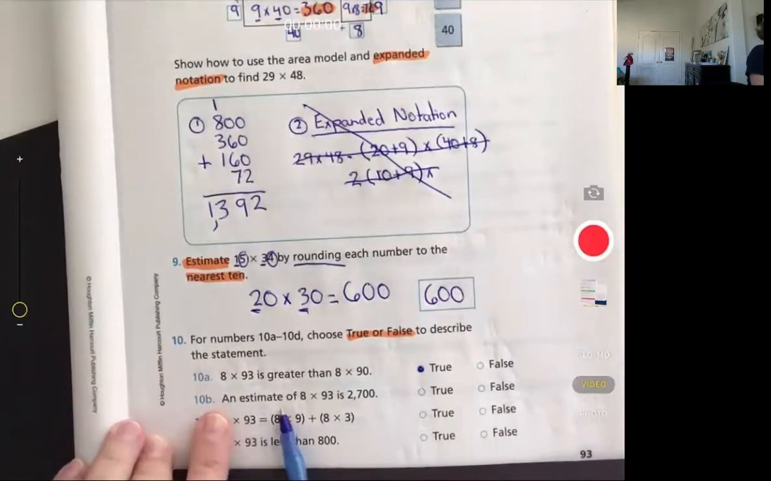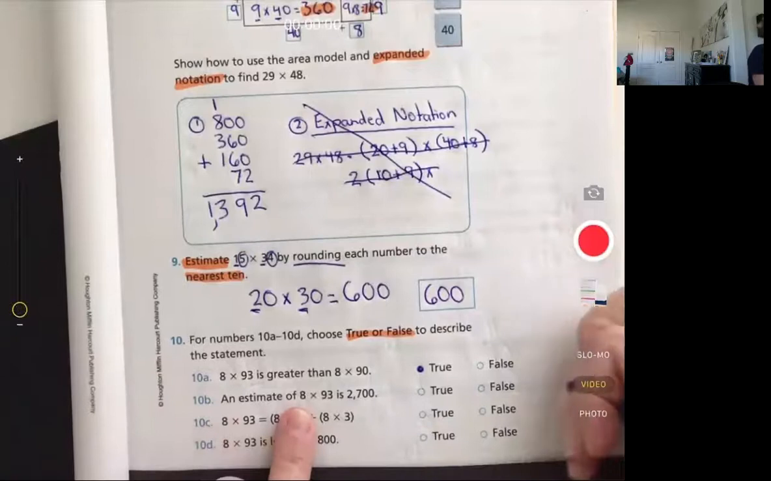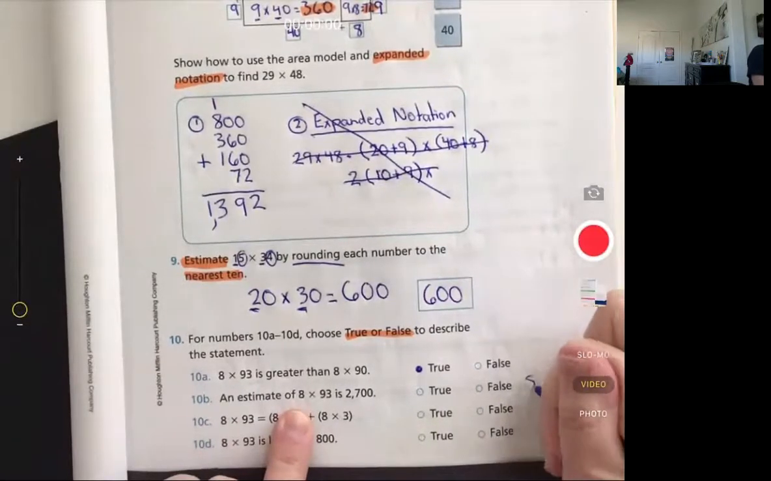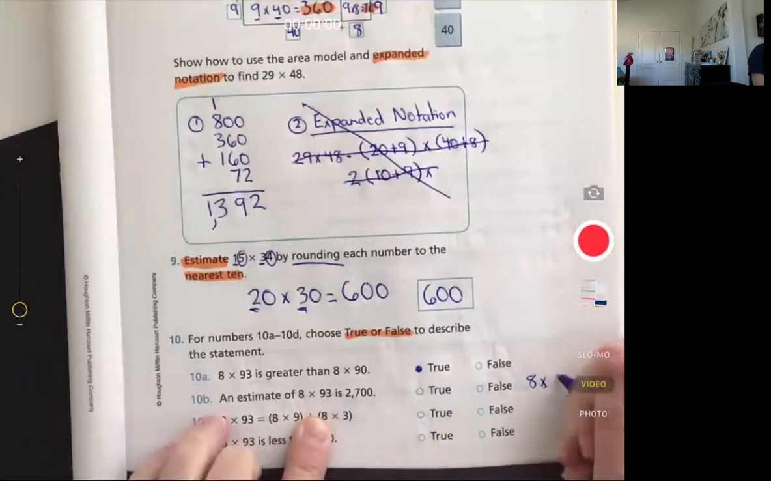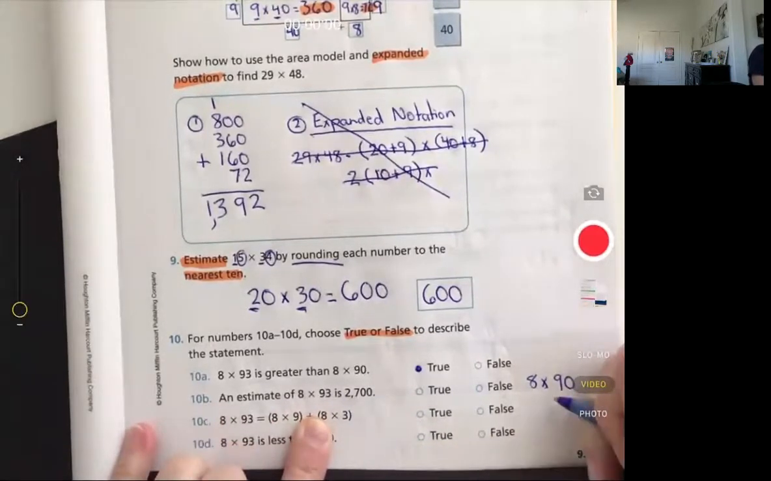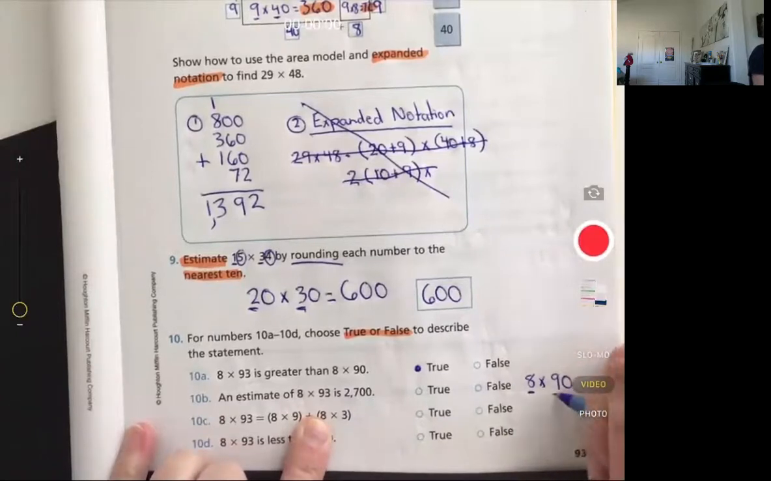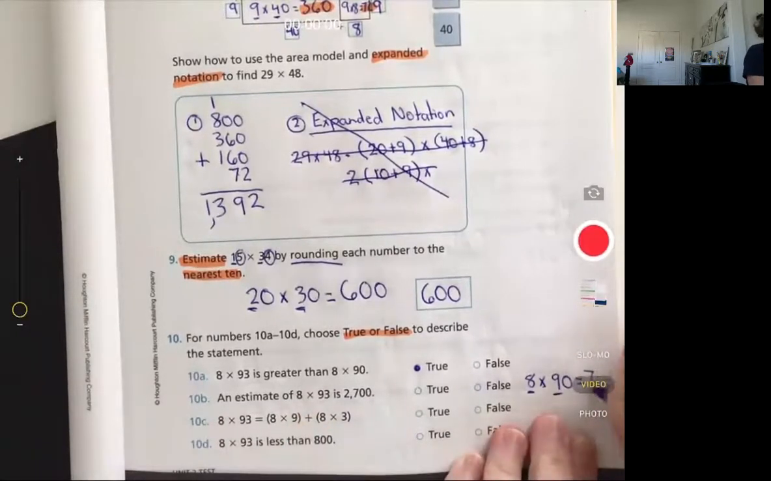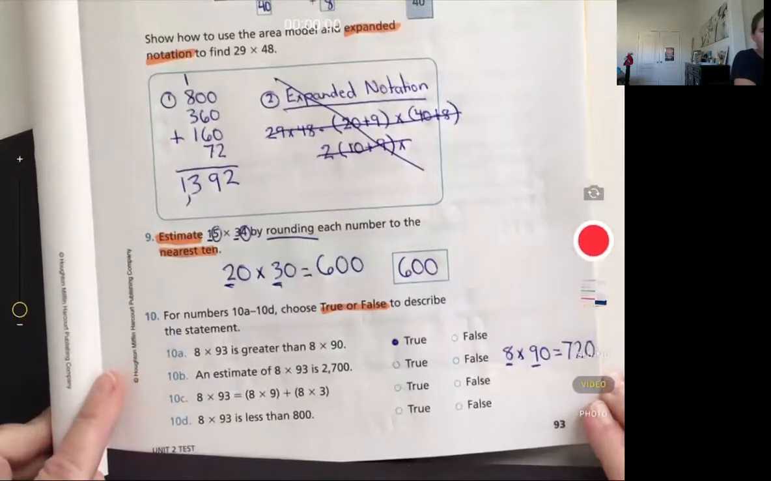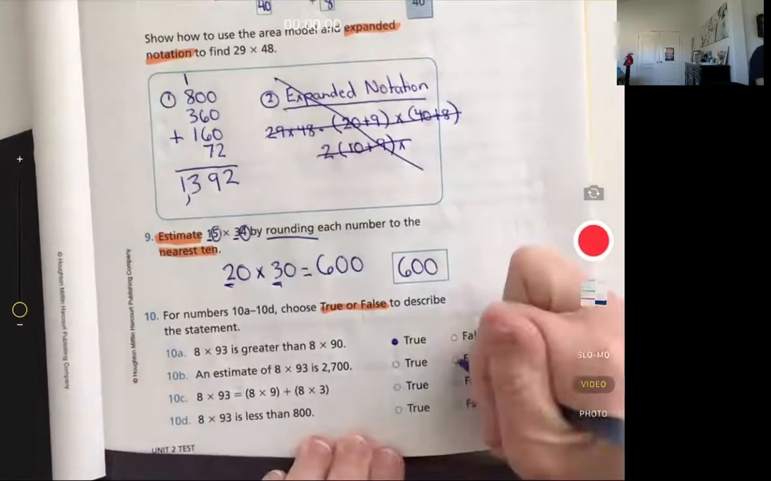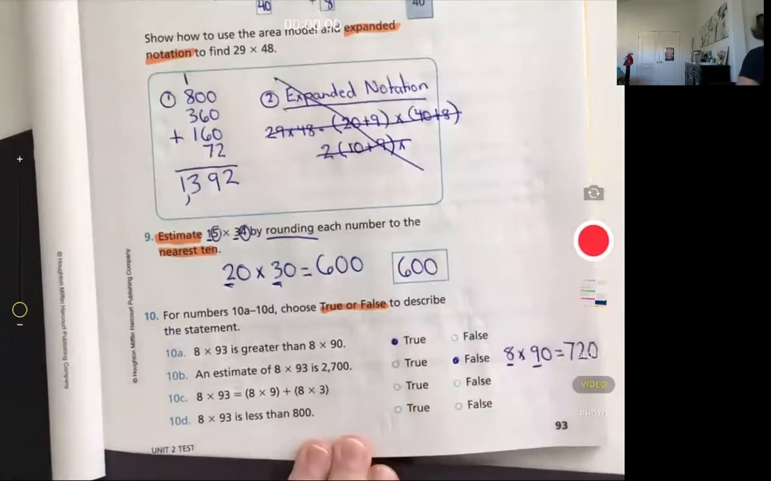B, an estimate of 8 times 93 is 2,700. So let's round here. If I was going to make a new equation, I would do 8 times, well, 93. I would round to 90. I would say 8 times 9 is 72. There's 1 zero for the 10. 720 would be an estimate. So nope, false. Very, very off.